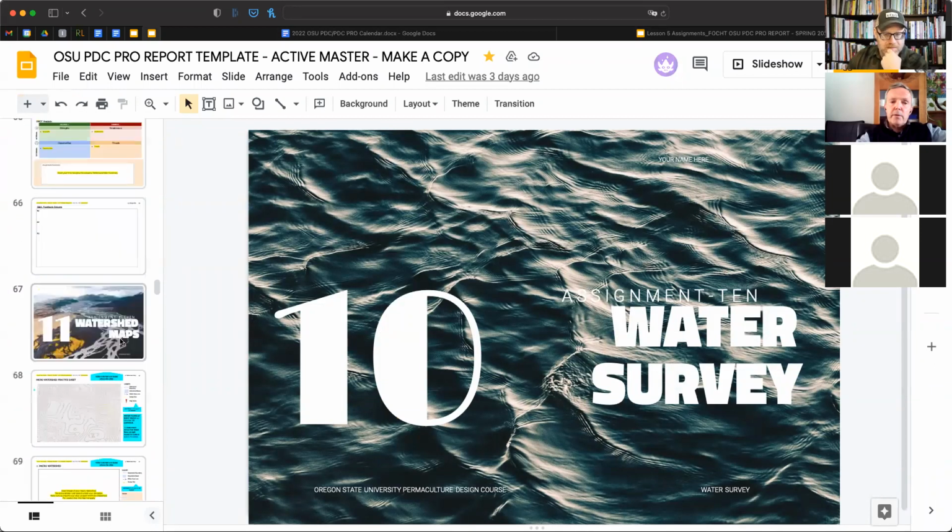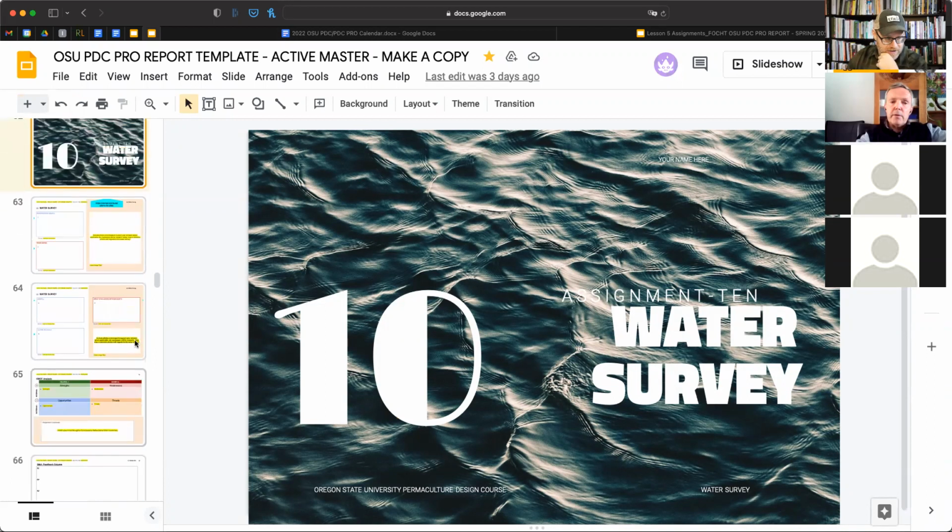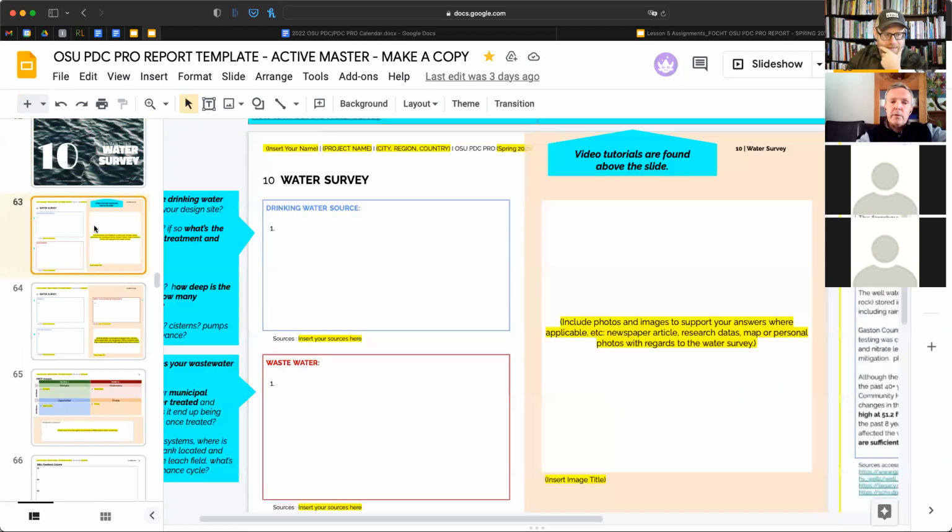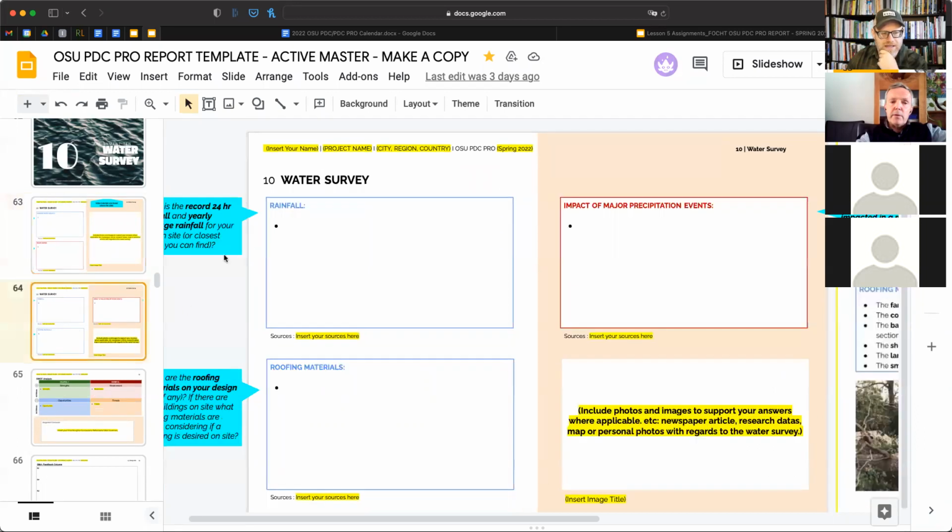I'll talk a little bit about the minimums, and this is a great assignment to go the extra mile, especially as you start to design for water. So in assignment 1, we're asking what is the drinking water source, the wastewater, just to understand where that goes and if there's a reason to start to take care of that on site. What's the rainfall? What are our records? What are our roofing materials and how old are they?